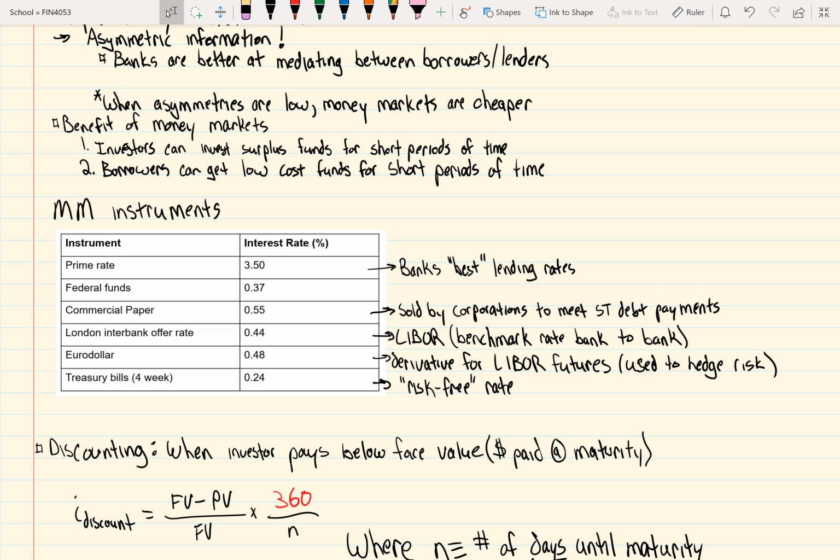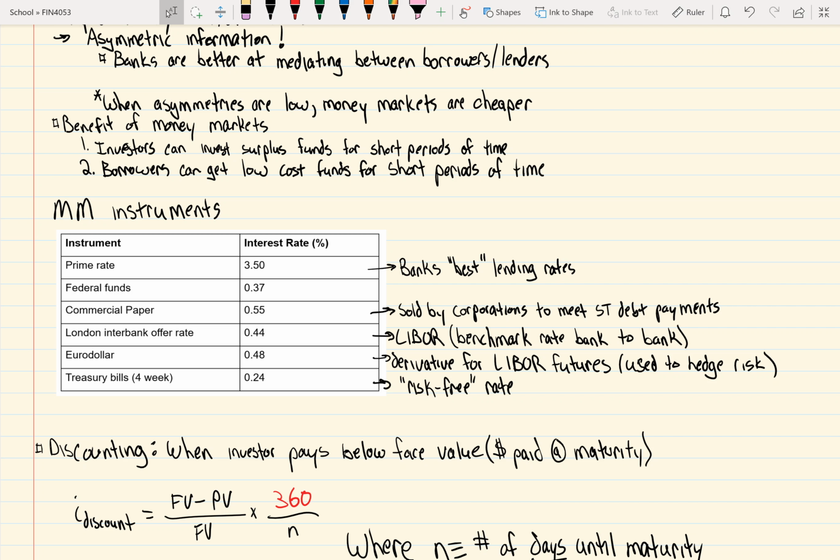And now the Eurodollar and the London interbank offer rate are very closely related, and I think can be a little confusing. If y'all have ever heard of the LIBOR rate, that is the benchmark rate for bank-to-bank lending. So the Fed can try to influence this rate with their monetary policy, as I talked about in the last chapter. Again, this is just a benchmark rate for short-term bank-to-bank lending.